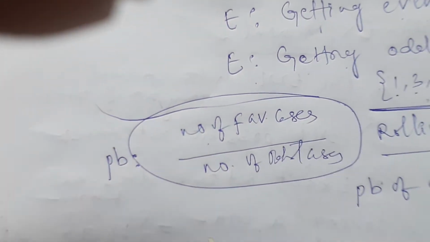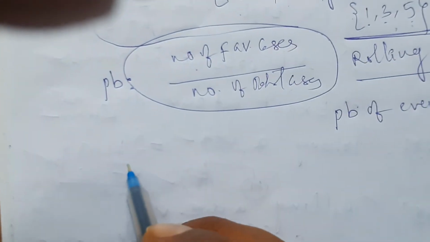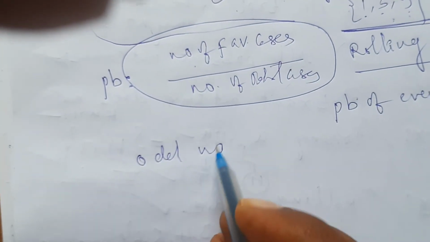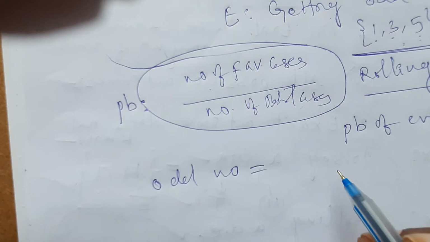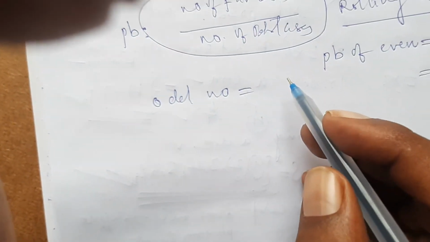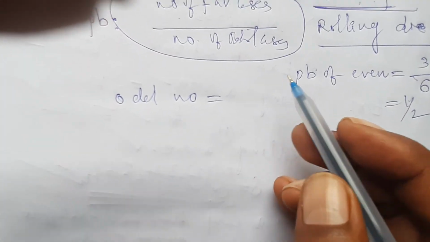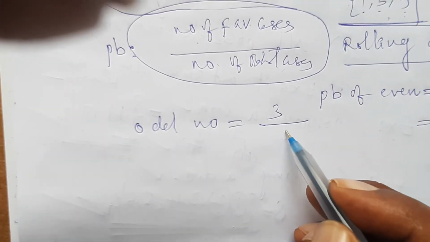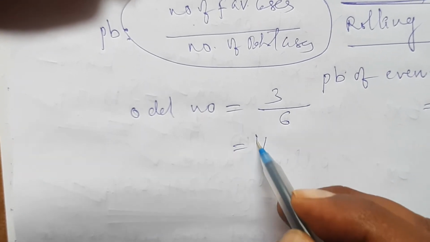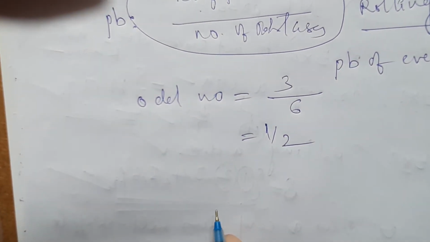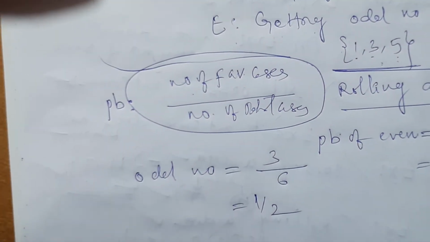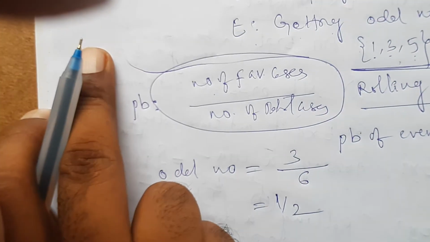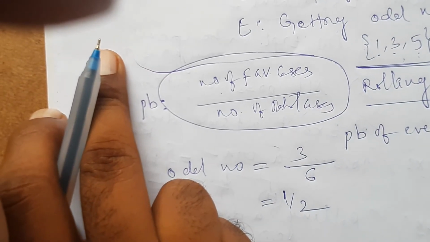Sometimes they will ask, find the probability of getting an odd number. Here also, what are the possible cases? 1, 3, 5. 3 favorable cases are there, and 6 total outcomes are there. Again here also, the probability is 1 by 2. Like this, in general, we can use the probability formula as number of favorable cases by number of total cases.